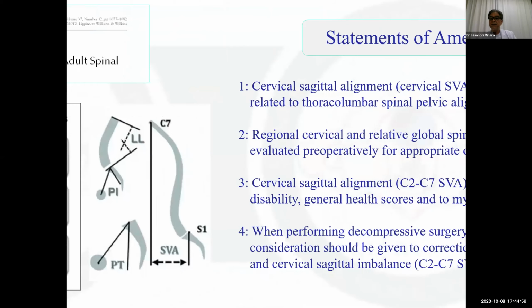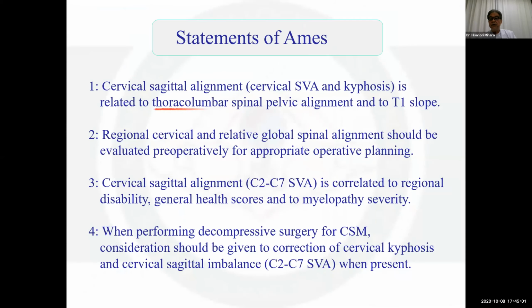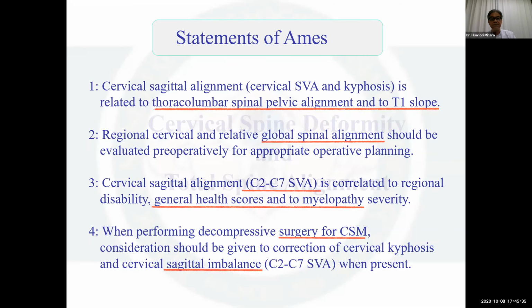To summarize the statements of Ames' paper, cervical sagittal alignment is related to thoracolumbar spine pelvic alignment. Then cervical deformity should be evaluated with global spinal alignment. They found that C2-C7 SVA has correlation with general health scores and myelopathy severity. Therefore, when performing cervical decompression surgeries, we need to consider the sagittal imbalance when present.